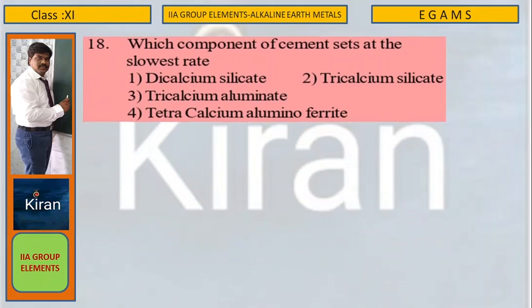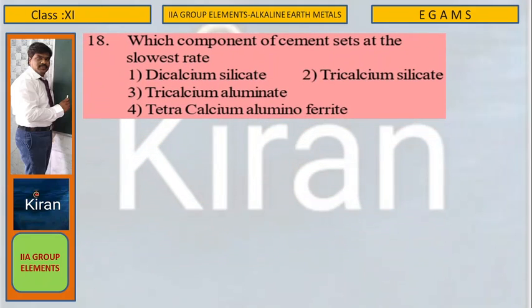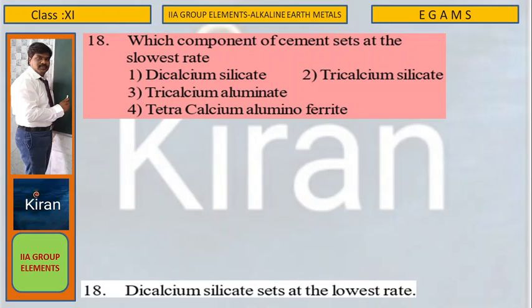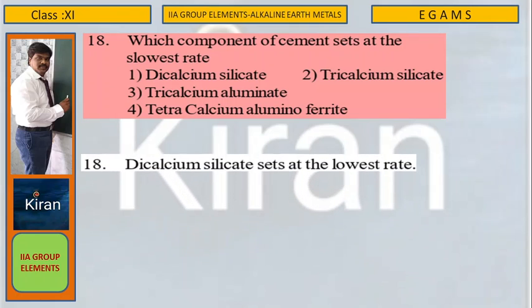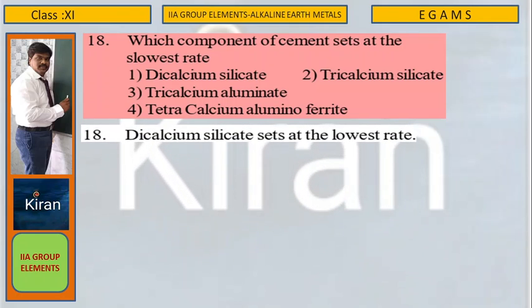Which component of cement sets at the slowest rate? Among the given options, the one setting at the slowest rate is the first one, dicalcium silicate. Dicalcium silicate sets at the lowest rate.